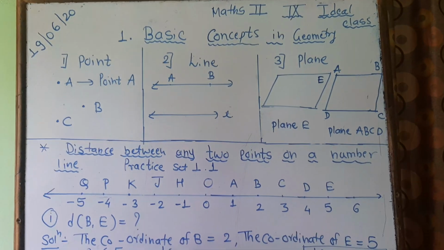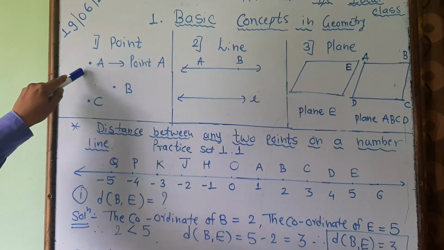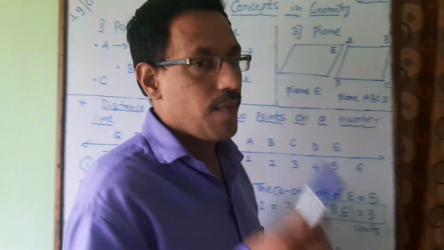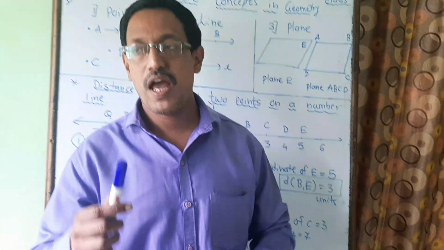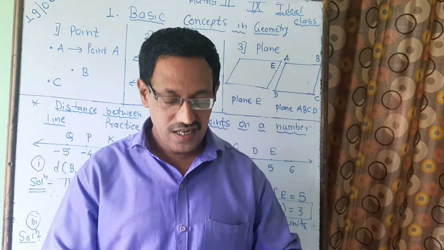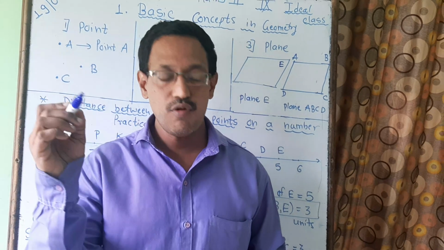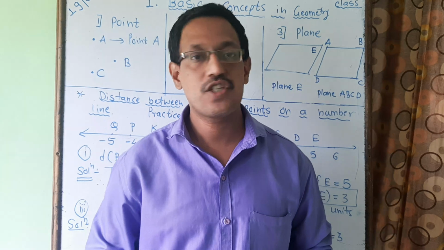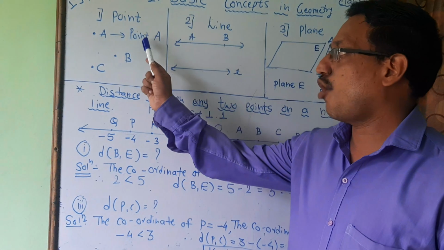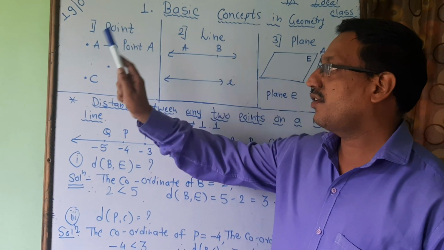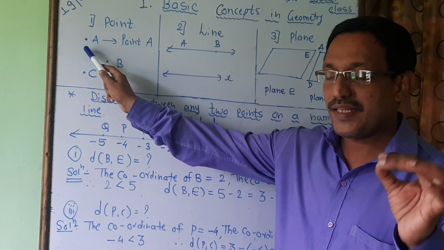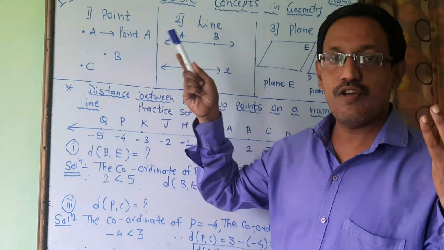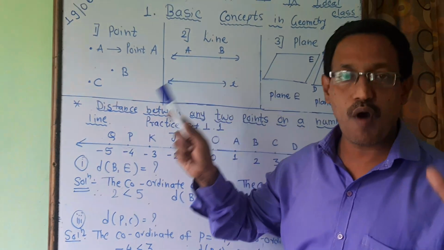Now in geometry there are some basic concepts. The very first concept is the point. Now what is a point? Suppose I have a marker, but students at home, you have a pen or a pencil. When you put the tip of the pen or the pencil on the paper, you get a dot, and that dot is called a point in geometry. If a marker is put on the blackboard, you will also get a dot, called a point.